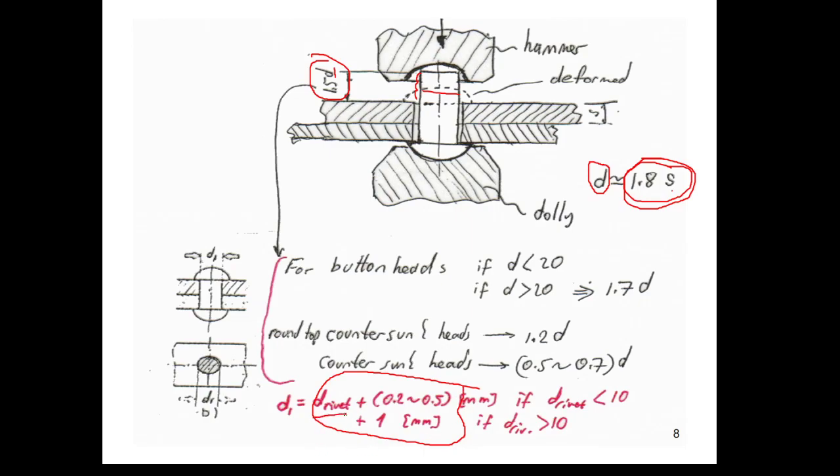If the rivet diameter is D, then the diameter of the drill, the hole needed to insert the stem of the rivet, is equal to the rivet diameter plus 1 millimeter, if the rivet diameter is greater than 10. If the rivet diameter is less than 10 millimeters, then the increment to add onto the diameter of the rivet to find the diameter of the hole, D sub 1, the diameter of the drill, is equal to the rivet diameter plus 0.2, maximum 0.5 millimeters.